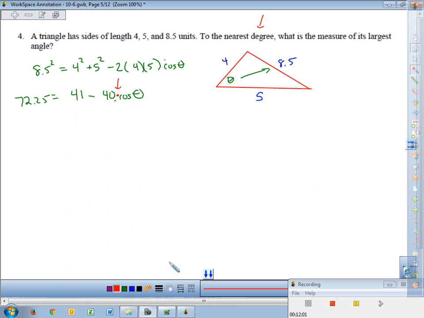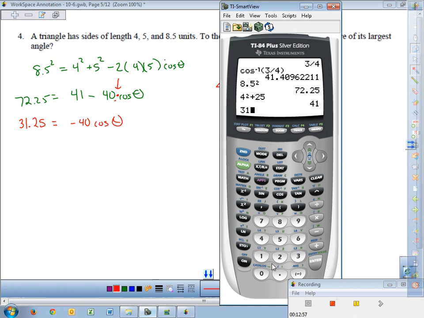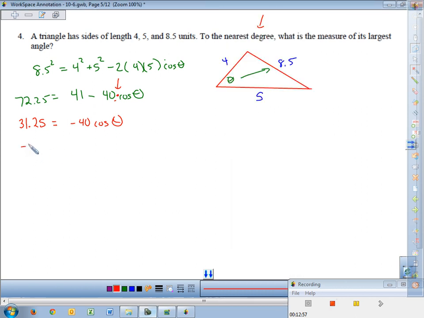And let's see, 72.25 minus 41. You can punch that in. That'll equal negative 40 cosine of theta. And then I will divide in my calculator. I want 31.25 divided by negative 40. I get that decimal. I'm going to math enter it, and it's negative 25/32. Scroll it. Equals the cosine of theta.